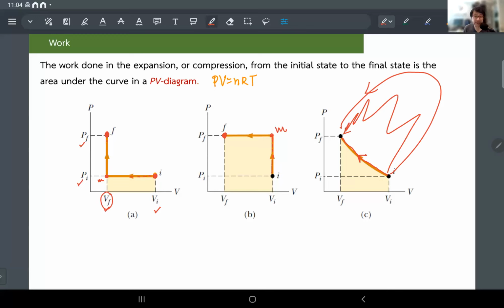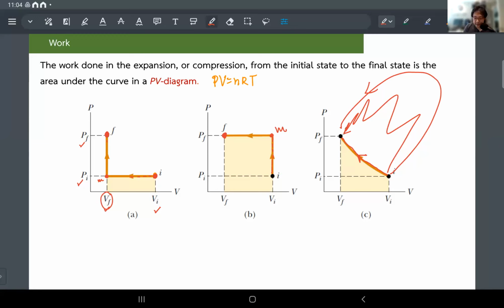But here comes the question. What is the work done going from I to F, guys? What is it? What is the work done from I to F? Choice C is the easiest. No, this is not a choice. I mean, we have to be able to calculate work done on all of these processes. All right. Okay. So the answer is this.